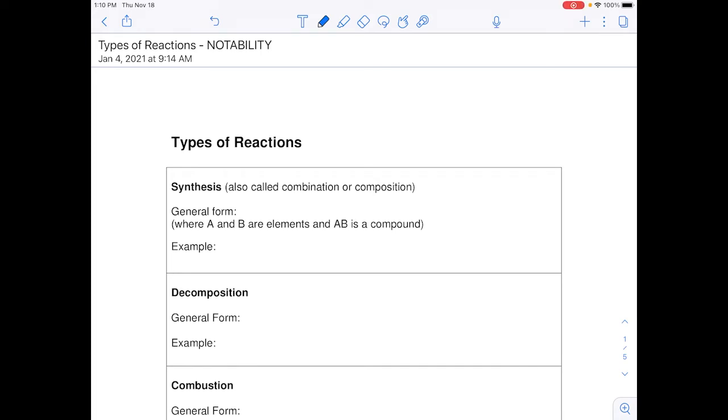Hi, today we're going to look at writing reactions and learning the 5 types of reactions that we will use in honors chemistry class. Before we jump into it, I wanted to talk about one thing we haven't talked about yet, which was the 7 elements that don't exist by themselves in nature.